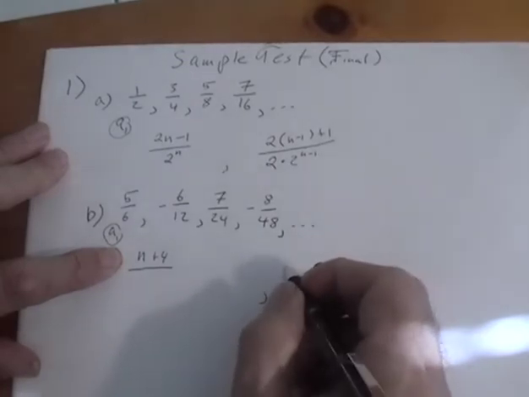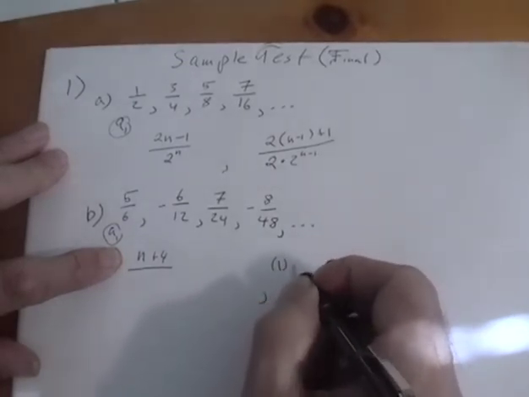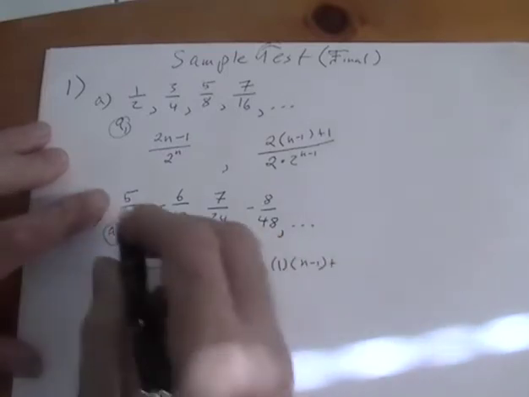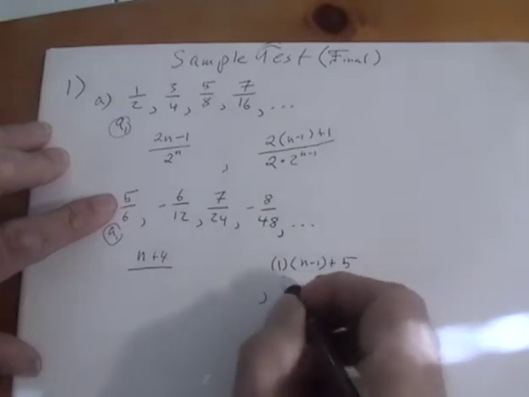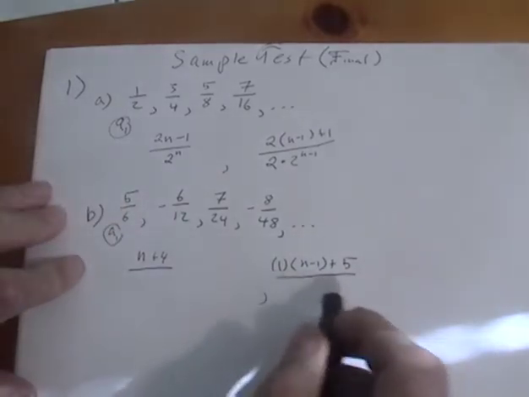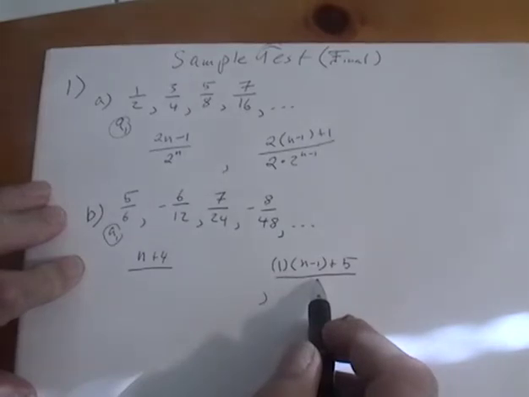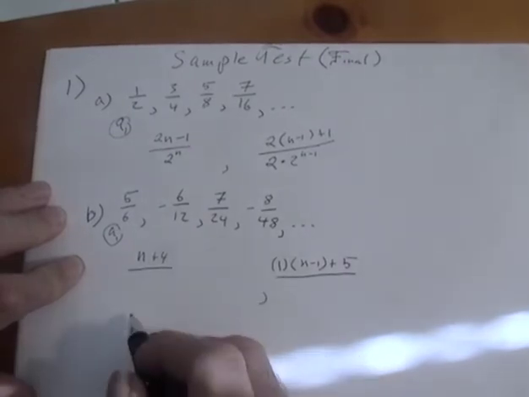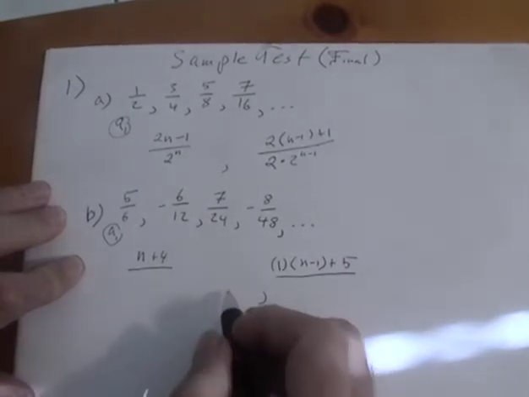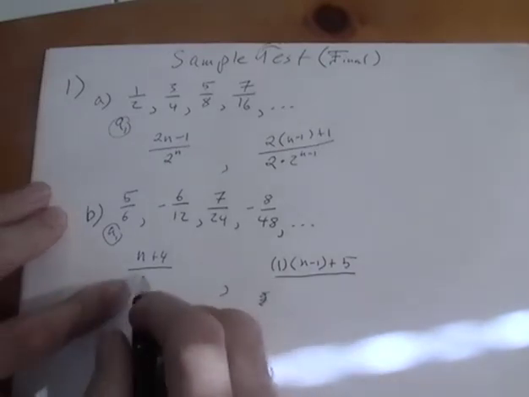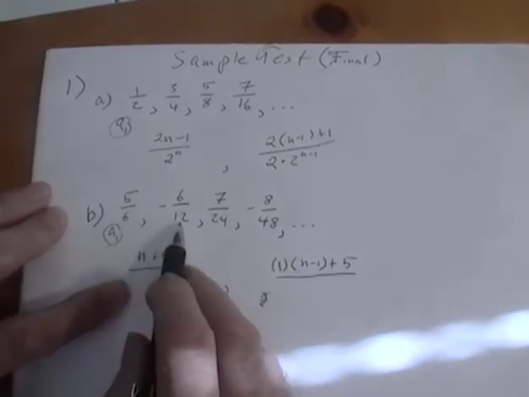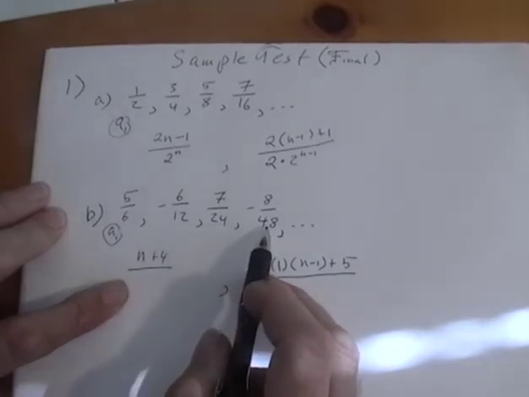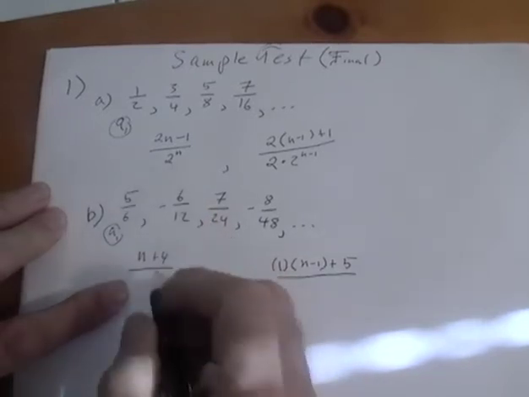If you follow the book's method, it would be the difference, which is 1, times n minus 1, plus the first term, which would be 5. Now, if I expand, gather like terms together, this equals that. Either is acceptable. For the denominator, 6 doubled is 12, doubled is 24, doubled is 48. So the pattern is 2 to the n, as it was up here.